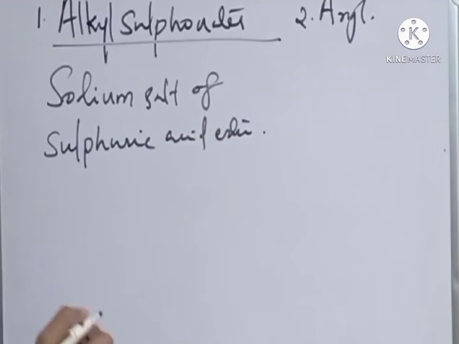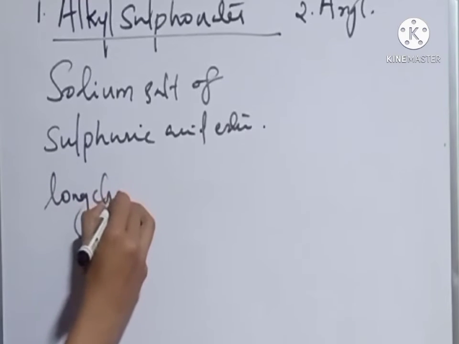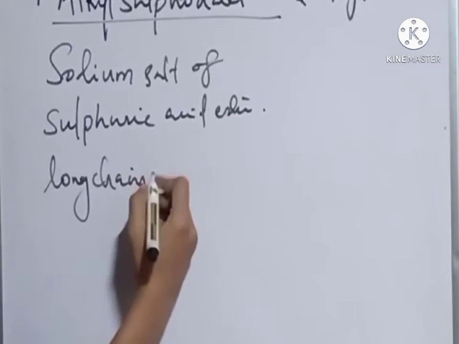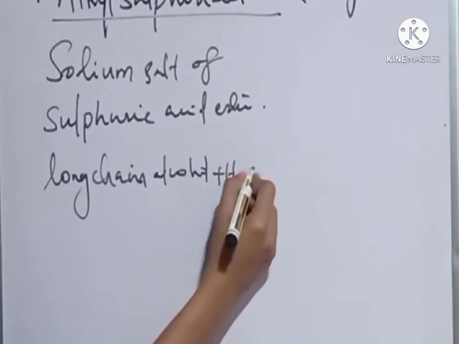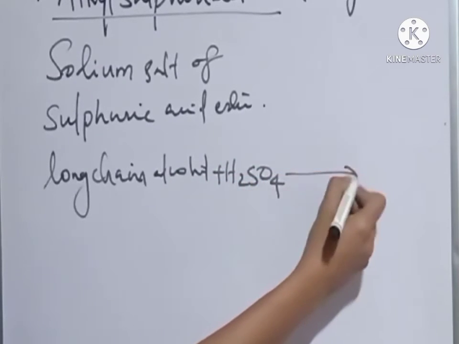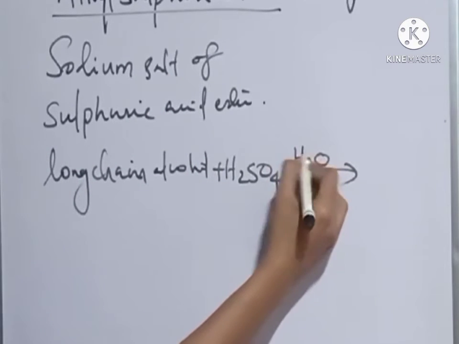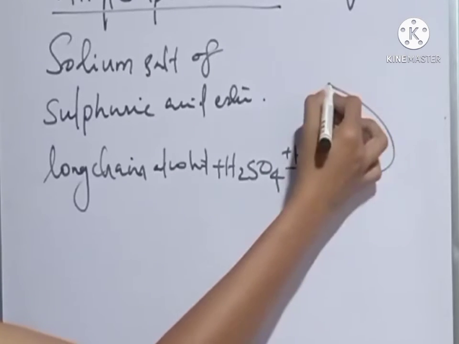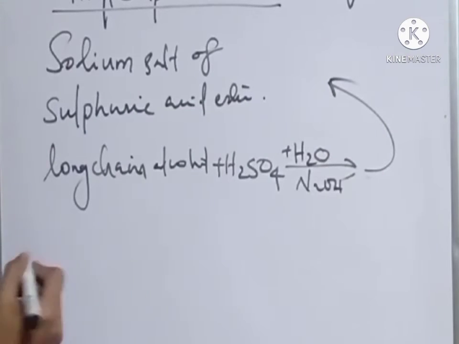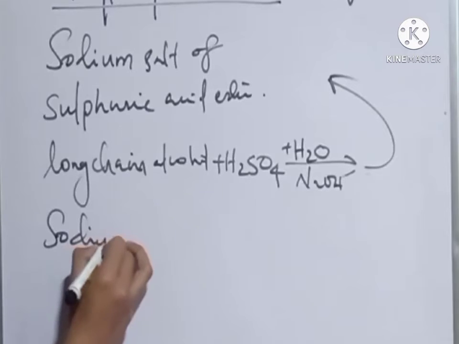And these are formed by the esterification of sulfuric acid with long chain alcohols, and the hydrolysis of the ester formed here in presence of sodium hydroxide gives these synthets. For example, sodium lauryl sulfate.